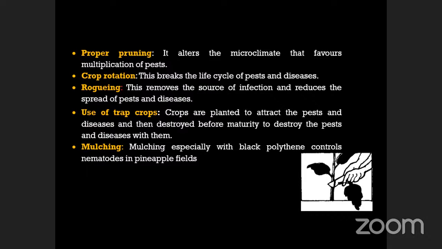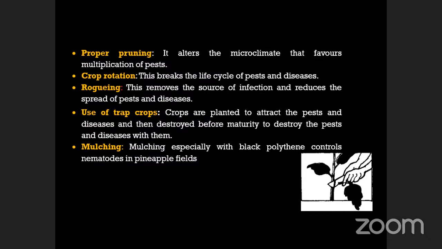Proper pruning. It alters the microclimate that favors multiplication of pests. Crop rotation. This breaks the life cycle of pests and diseases. Rogueing. This removes the source of infection and reduces the spread of pests and diseases. Use of trap crops. Crops are planted to attract the pests and diseases and then destroyed before maturity to destroy the pests and diseases with them.